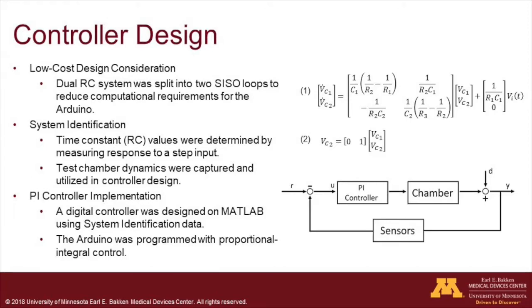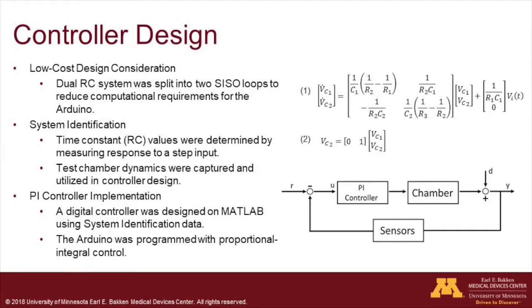In order to find the time constants of the two loops, system identification was performed to analyze behavior. A step input was applied to each loop, and the pressure data was logged via the Arduinos. This collected data allowed for empirical determination of the system characteristics.